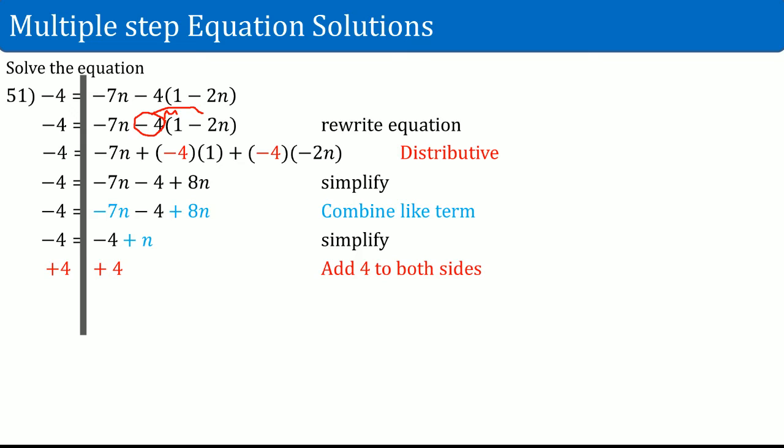Add 4 to both sides. That should cancel out on my right-hand side. On my left-hand side, negative 4 plus 4 does become 0. On my right-hand side, it just becomes n.